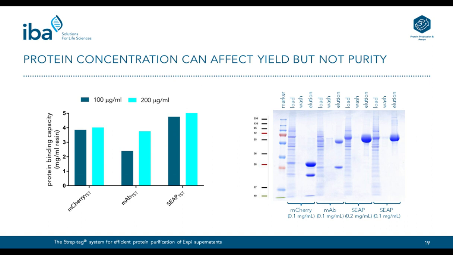So one question was, how is the maximum protein binding capacity on the column influenced by the concentration of our protein of interest in the supernatant? For this question, we spiked 3 proteins, mCherry, a monoclonal antibody, and secreted alkaline phosphatase into Expi 293 supernatants to a final concentration of 100 micrograms per milliliter or 200 micrograms per milliliter, purified the samples and again measured the eluted amount of protein. You can see that for mCherry and the secreted alkaline phosphatase, the protein concentration had no impact on the protein yield.